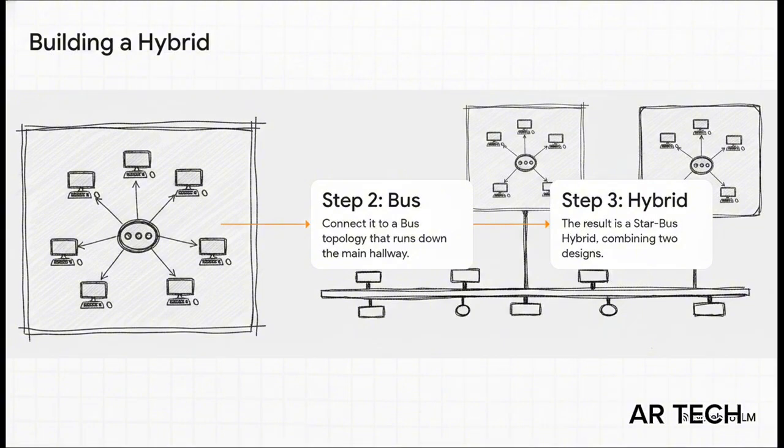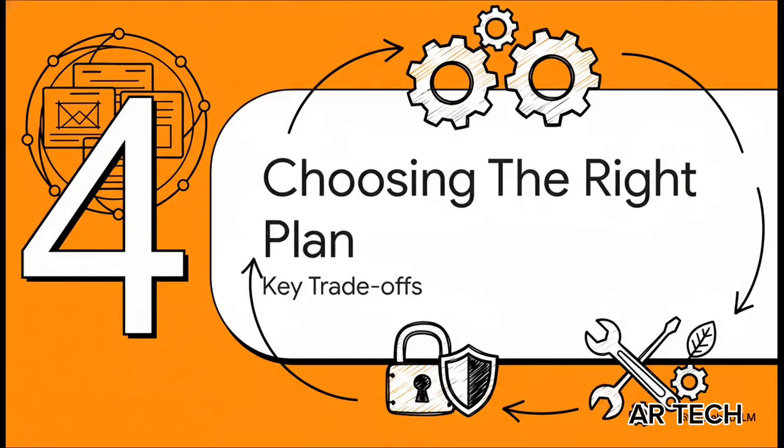Then you connect both of those star networks to a simple cheap bus network that runs down the main hallway like a backbone. And voila! You've just created a star-bus hybrid, using the strengths of both blueprints to make a custom, efficient solution. So, we've gone through all these different blueprints. The big question is, how do you actually choose the right one? Well, it all comes down to balancing three key things: performance, reliability, and, of course, maintenance.